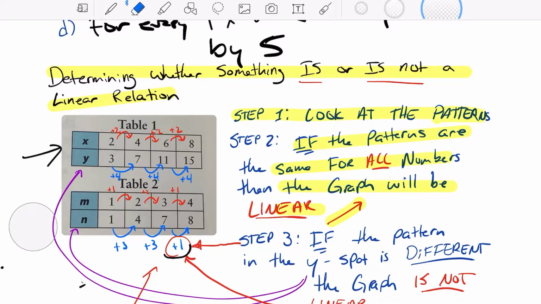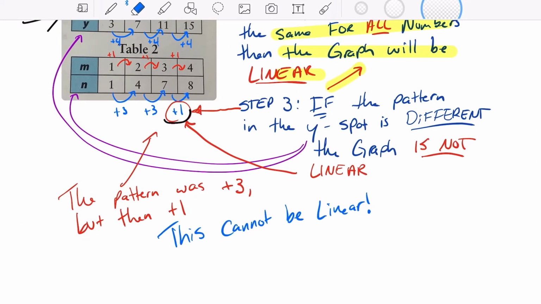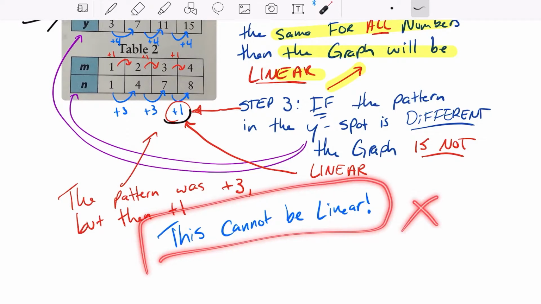So looking here, coming down to step 3, it says if the pattern of the y is different, then it's not linear. So the pattern was plus 3 here, but then bam, you get this plus 1. This is not a linear graph. So that would be no.